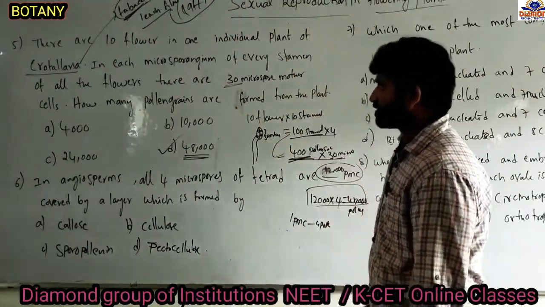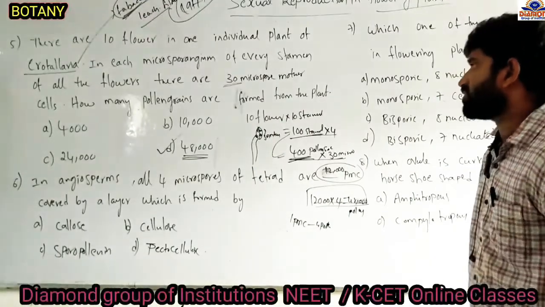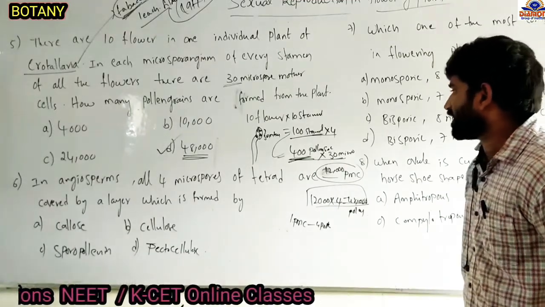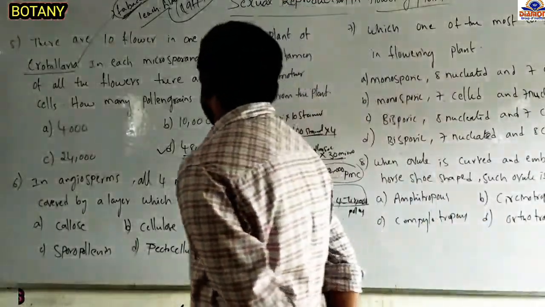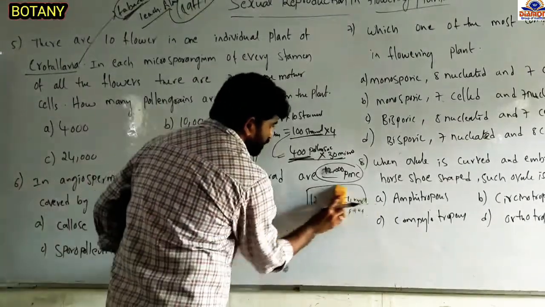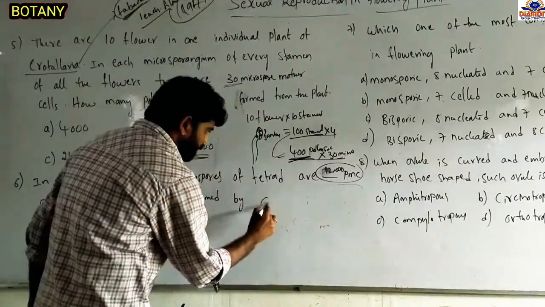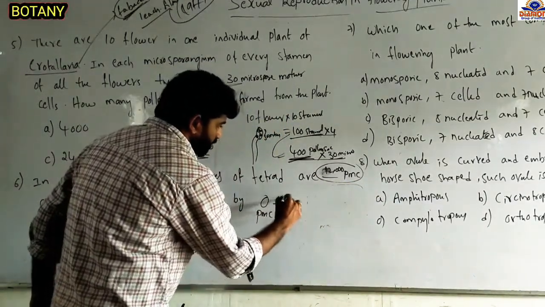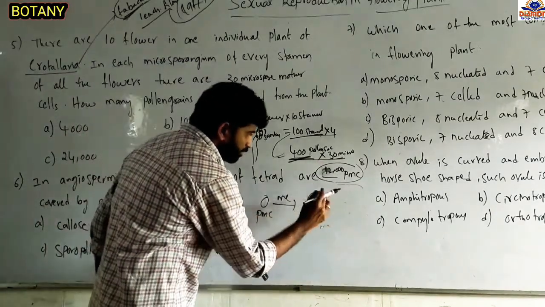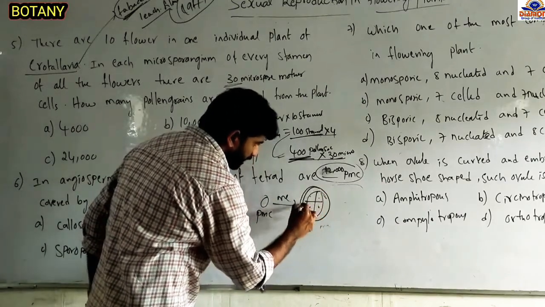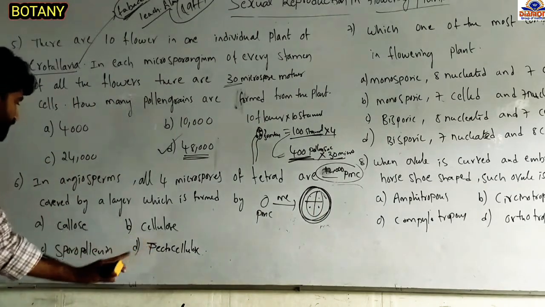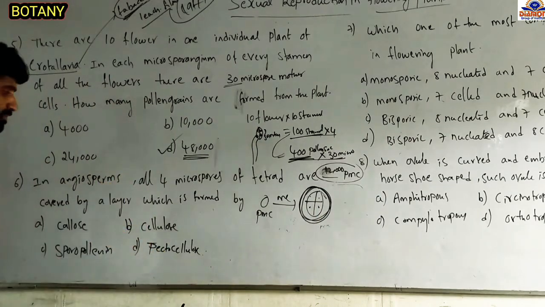So that's the concept. And the next question: in angiosperms, all 4 microspores form a tetrad. The microspore tetrads are covered by a layer which is formed by what? A single pollen mother cell undergoes meiosis and forms a pollen tetrad. This is the pollen tetrad, and these pollen tetrads are covered by a layer. That layer is formed by, the options are cellulose, callose, sporopollenin, and pectocellulose.